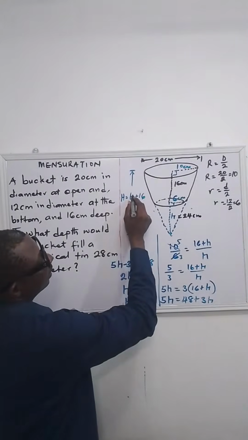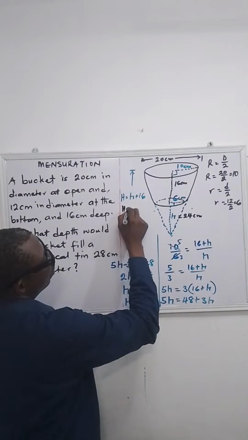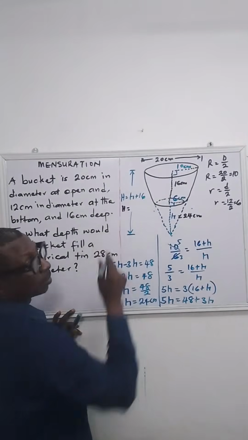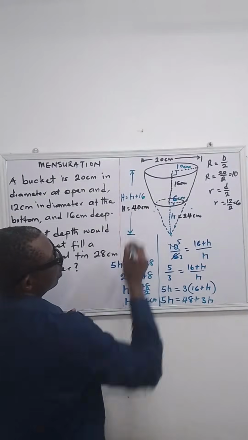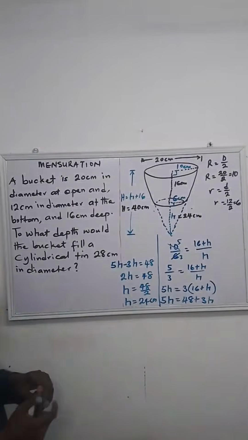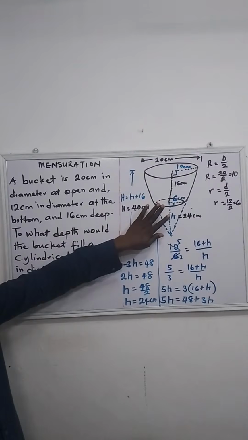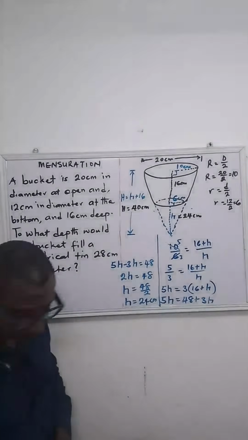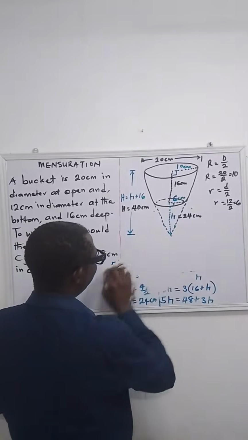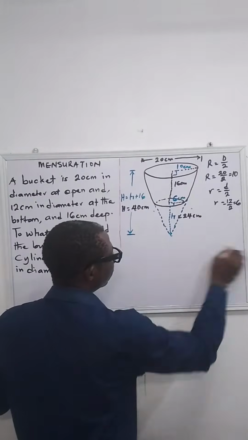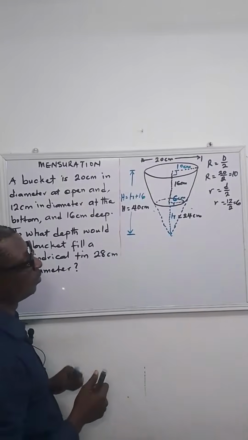Okay, and the height here is what? That is our H will be 24 plus 16. That gives us 40 centimeter. Okay, so we already know the height of the bigger cone and the height of the smaller cone. Good. So we can now go ahead and find the volume of the frustum. The volume of this frustum. Now let's get the volume of the frustum.